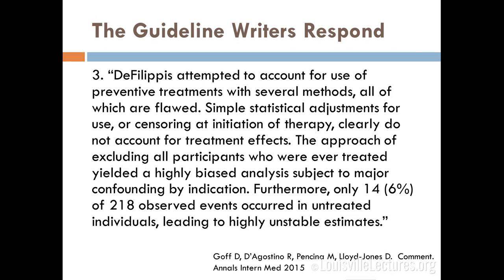Defilippis attempted to account for the use of preventive treatments with several methods, all of which are flawed. Simple statistical adjustment for use or censoring at initiation of therapy clearly do not account for treatment effects. The approach of excluding all participants who had ever been treated yielded a highly biased analysis subject to major confounding by indication. Furthermore, only 14% of the 218 observed events occurred in the untreated individuals, leading to highly unstable estimates.